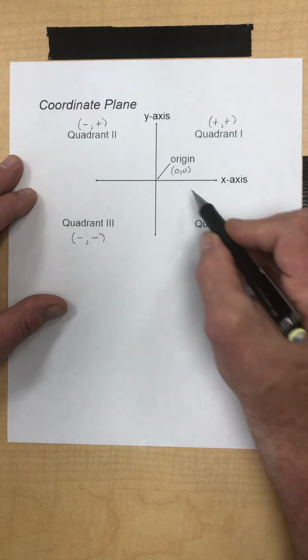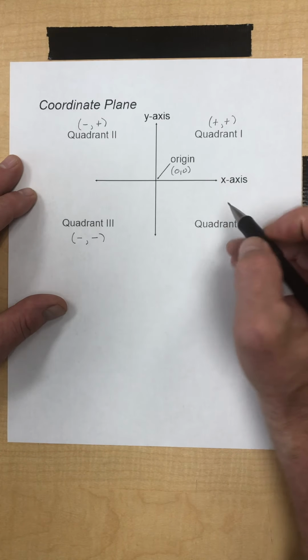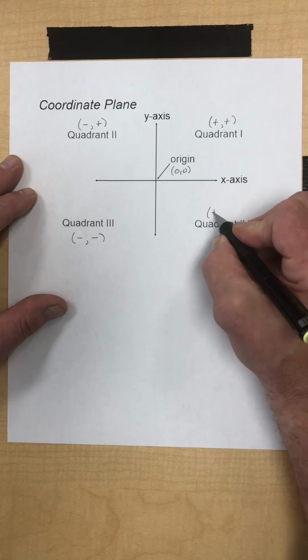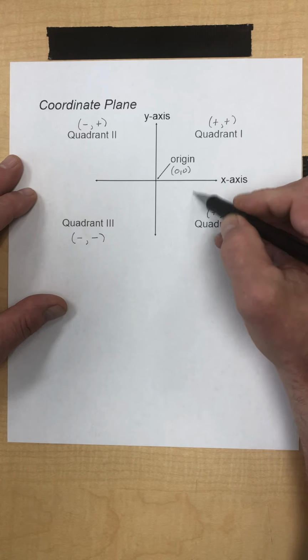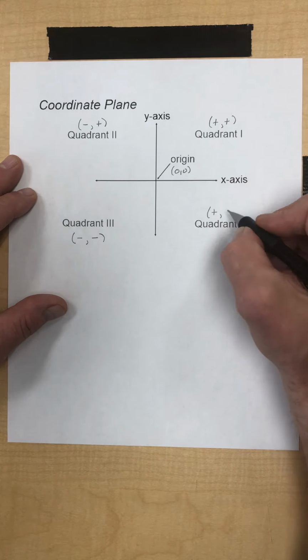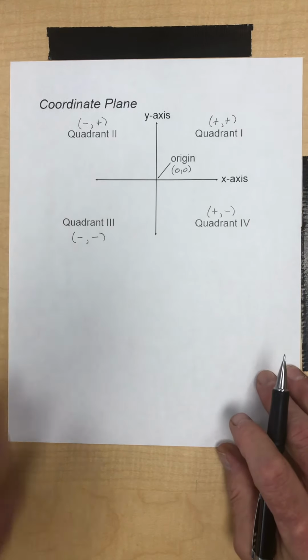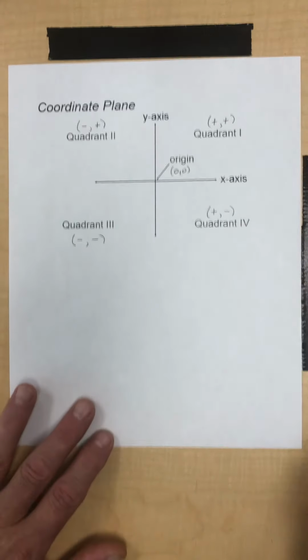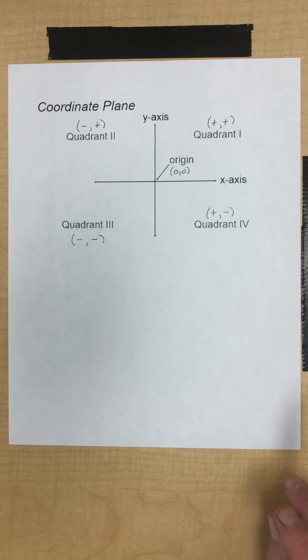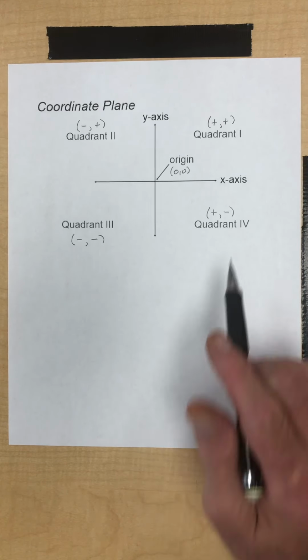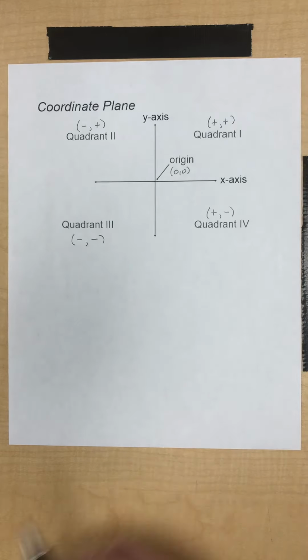And then here in quadrant 4, you'd be on the positive side of the x-axis, so your x coordinate would be positive, but you'd be down on the negative side of the y-axis. So you would have a positive x and a negative y. I know you guys have seen this all before, so I'm not going to spend too much time on it. It'll come up. We work in the coordinate system on a regular basis once we get going.